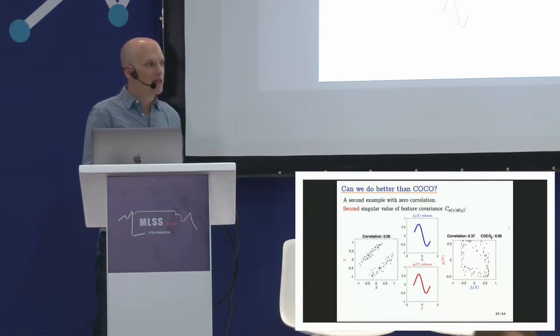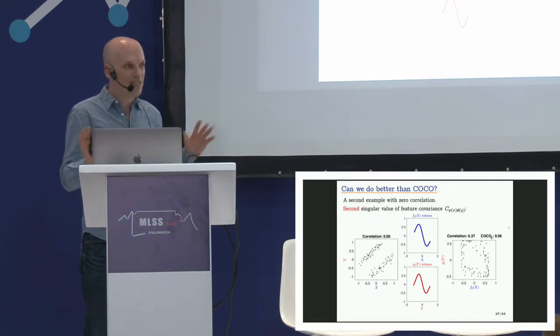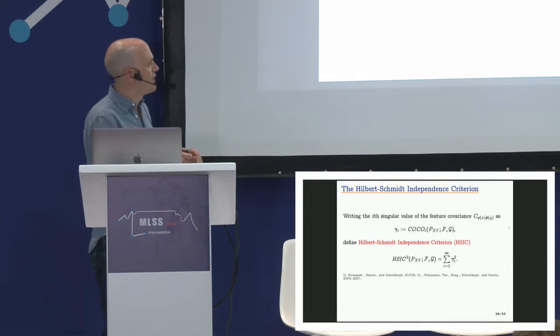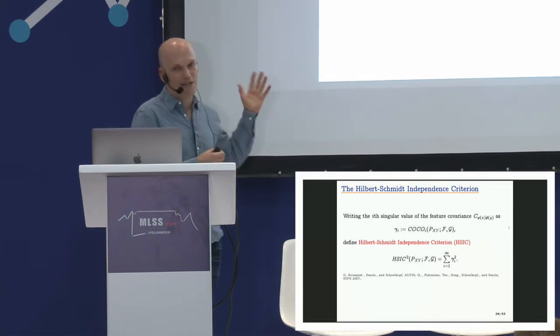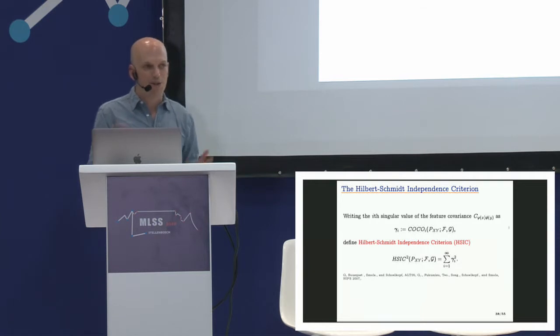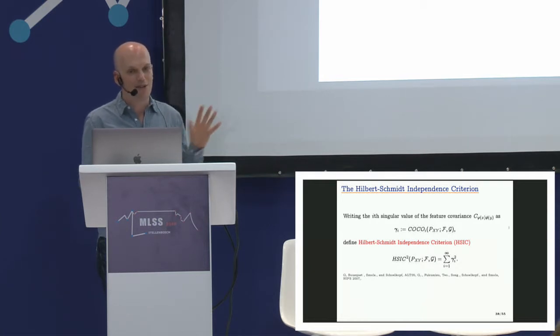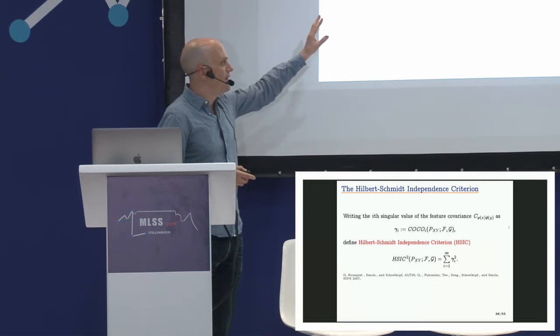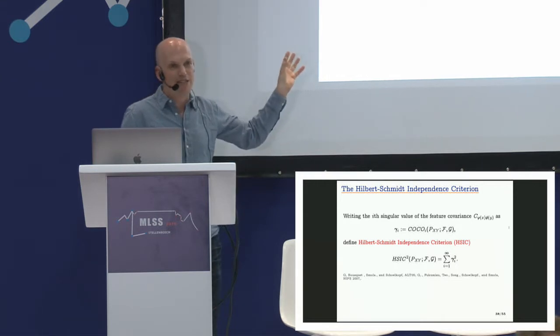So what if I wanted to summarize all of these statistics into a single number? One way to do it would be to take the sum of the squared singular values. So I take my first COCO, second COCO, third COCO, I take the sum of the squared COCOs, and that gives me a dependence criterion. The sum of the squared singular values is called the Hilbert-Schmidt norm. So this statistic is called the Hilbert-Schmidt independence criterion.